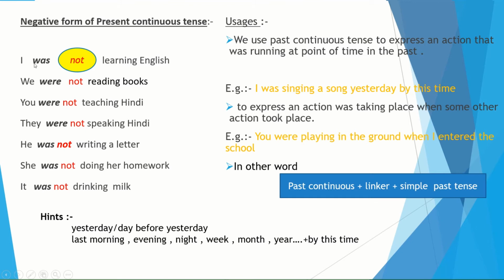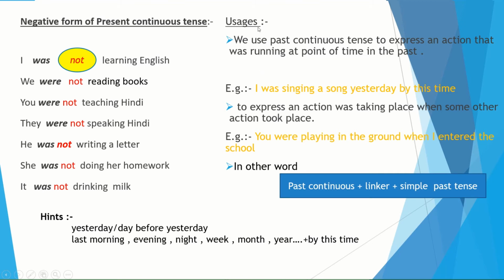The only thing is the sentence is the same. I was learning English is the same, but we have added not to the be form, that is was. We have added not to was or were, and it will become a negative form of past continuous tense.